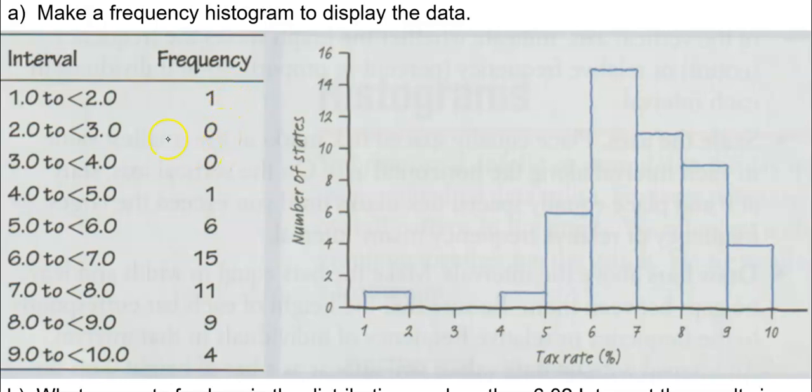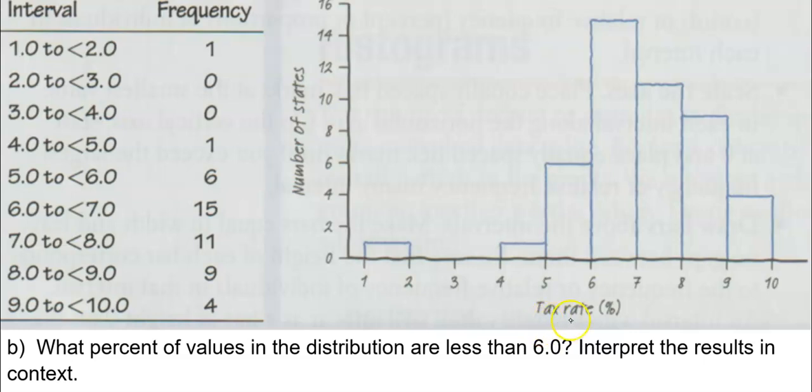No state had 2 to 3 or 3 to 4%. 4 to 5% happened once. 5 to 6% happened 6 times, and they finished up that frequency list. Then they drew in their bars. Well, first, let's back that up. They drew in the tax rate.